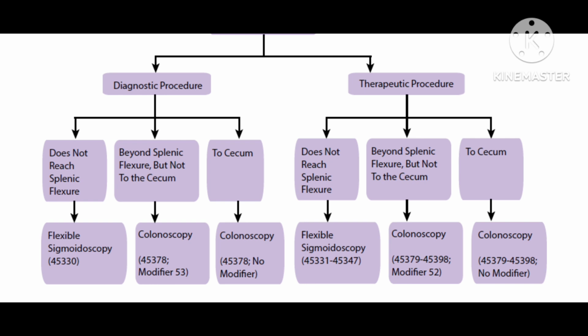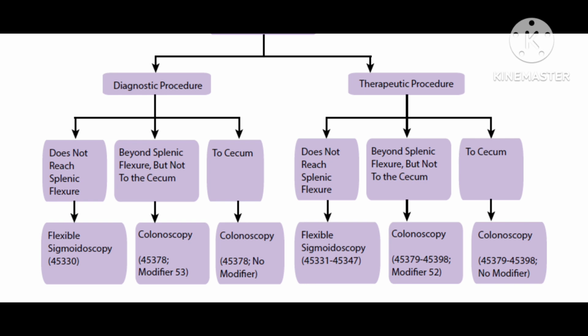If a therapeutic colonoscopy is done and if the scope does not reach the splenic flexure, again it will be considered as a sigmoidoscopy, and you have to report the codes for sigmoidoscopy as 45331 to 45347 depending upon the surgical procedure or treatment procedure that is done in addition to the scopy.